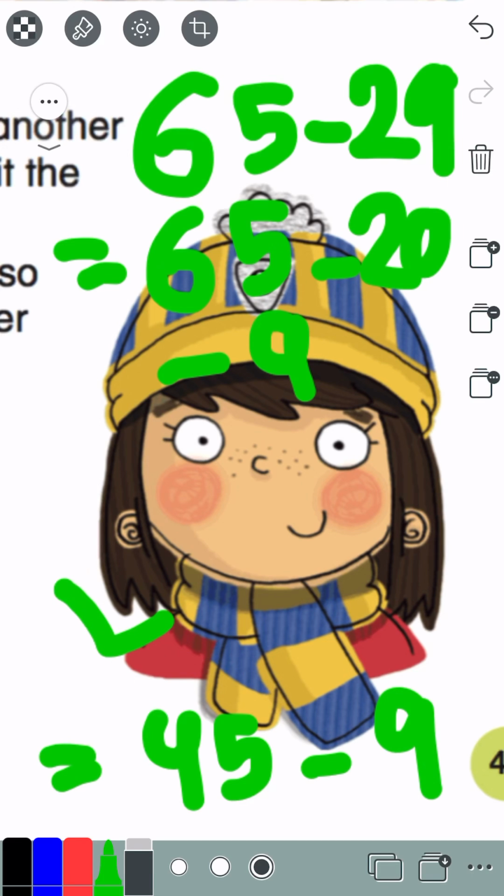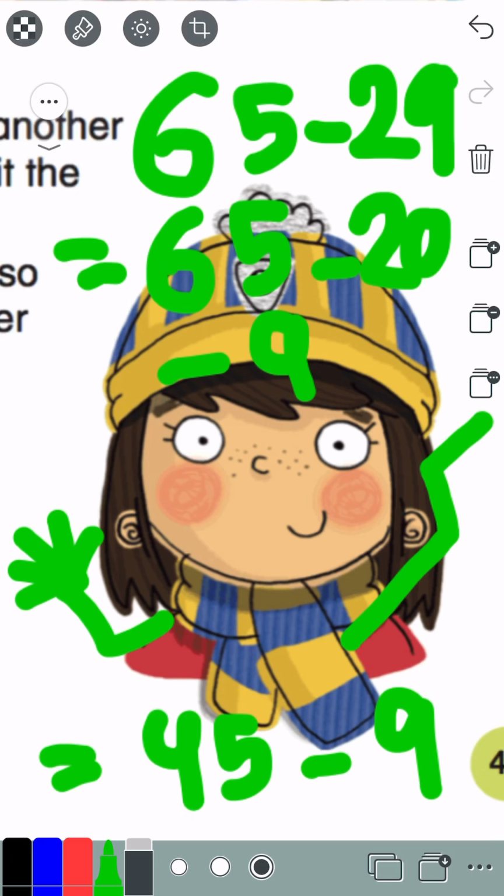So here is my hand. 44, 43, 42, 41, 40, and here's my other hand. 39, 38, 37, 36. So I counted back 9 fingers, and it equals 36.